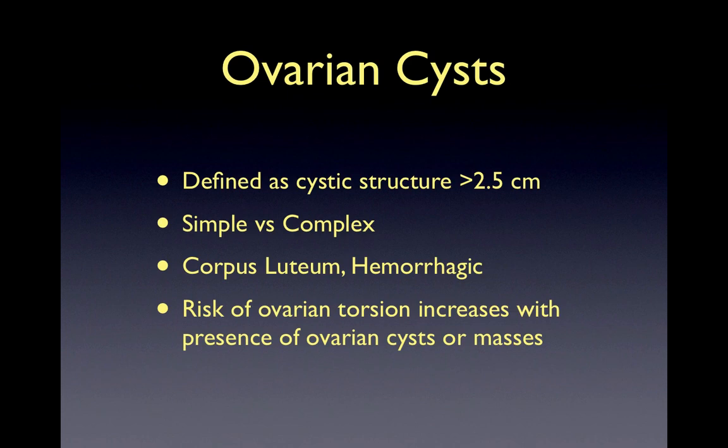Ovarian cysts are defined as cystic structures of the ovary measuring 2.5 centimeters or greater. They may be simple, thin-walled, fluid-filled follicular cysts, or they may be complex with thick walls, septations, or heterogeneous material within them. Corpus luteum and hemorrhagic cysts are two kinds commonly seen and will be discussed in the following slides. Keep in mind that the risk of ovarian torsion increases with the presence of ovarian cysts or masses.